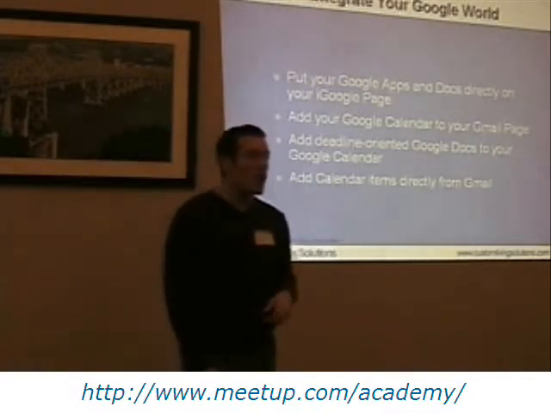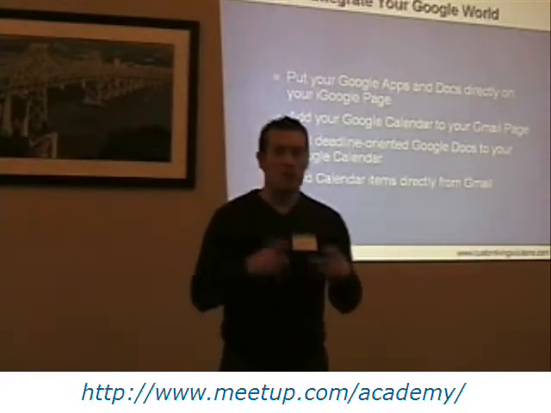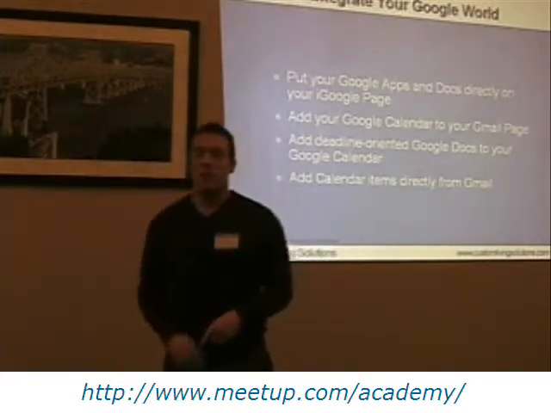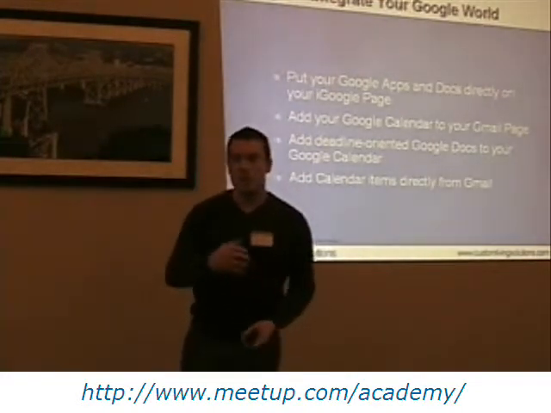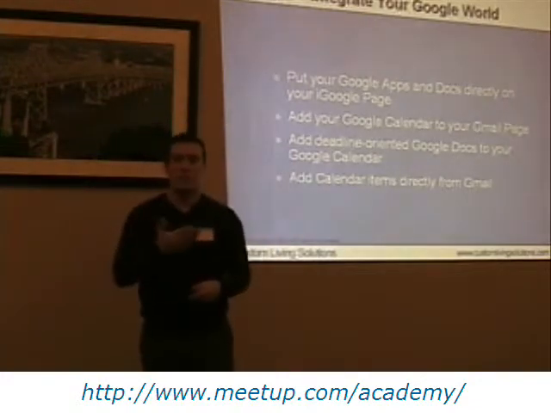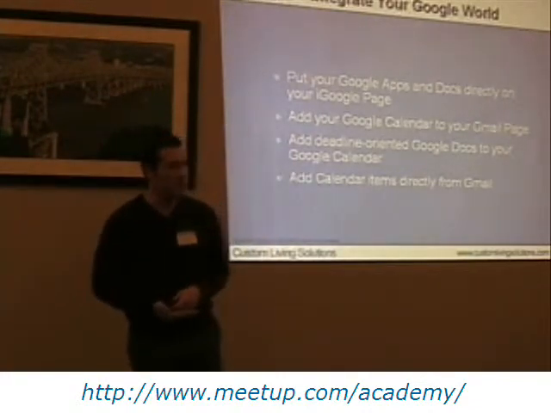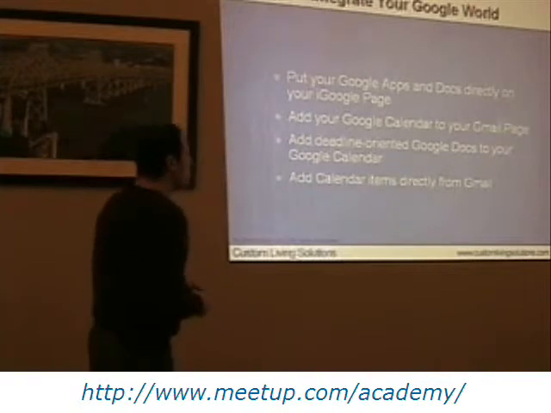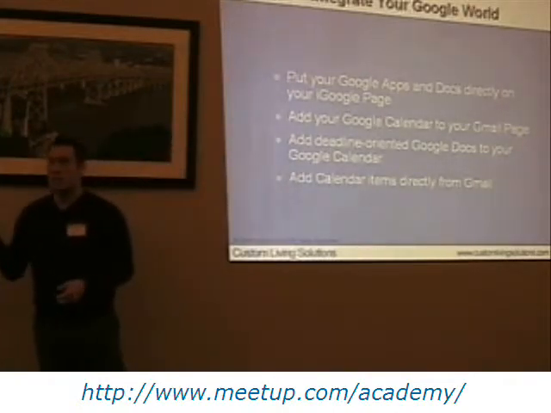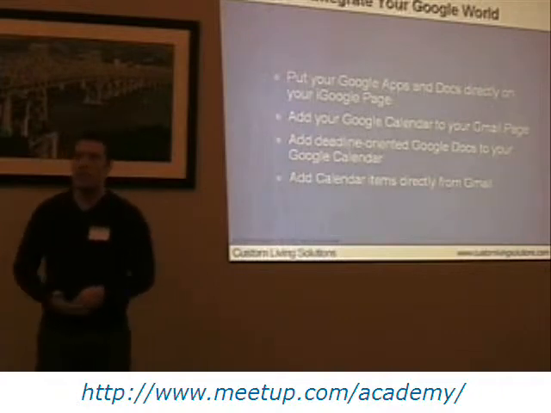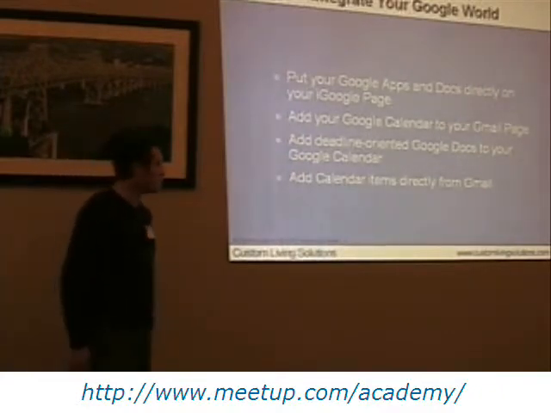You can also add your Google Calendar if you use the Labs feature, which is in Settings. You can add a little widget that has your Google Calendar to your Gmail page so that without opening a new window, you can see what's coming up over the next few days, which is a really nice thing. You can add a deadline-oriented Google Doc to your calendar. You can actually attach a specific date to a document, which is great if you and your team have something that's coming up that's going to be due sometime soon.